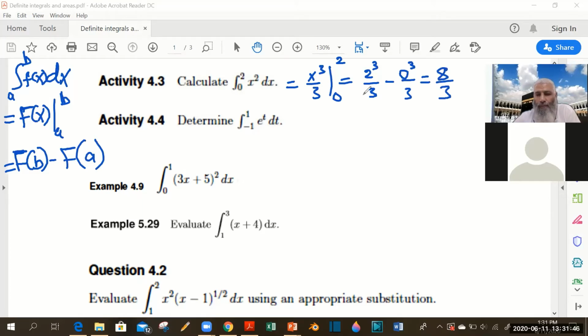Then we have here 8 over 3 minus nothing, because we can't. So this is 8 over 3, just like this.